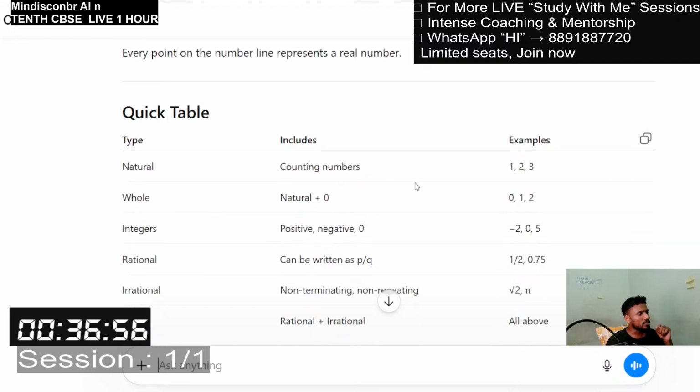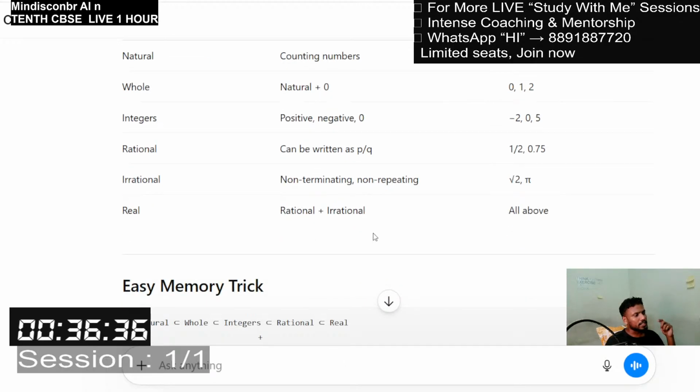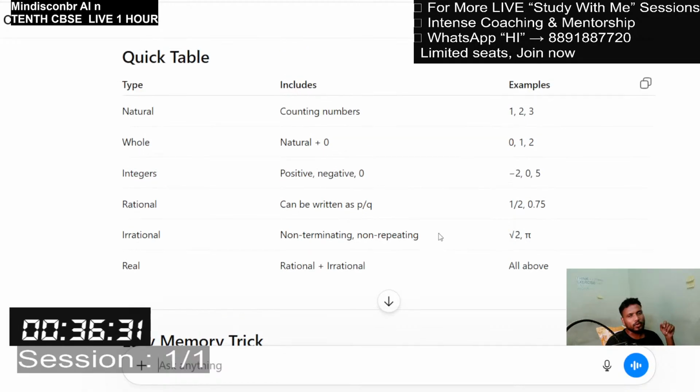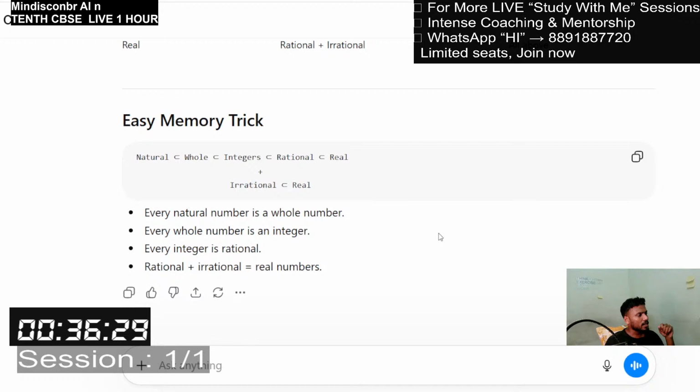Table. Natural numbers: 1, 2, 3, counting numbers. Whole numbers: natural numbers plus 0, that is 0, 1, 2. Integers: positive, negative and 0, such as minus 2, 0, 5. Rational: can be written as p by q, such as 1 by 2, 0.75. Irrational: non-terminating, non-repeating, such as root 2, pi, etc. Real: rational plus irrational, that is, all the above figures can be called real numbers. Easy trick: natural, whole, integers, rational, real. Rational plus irrational, real.